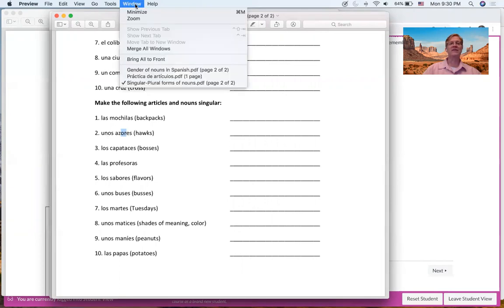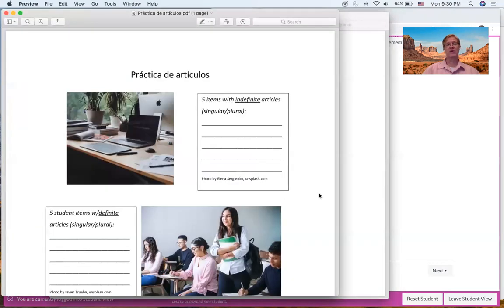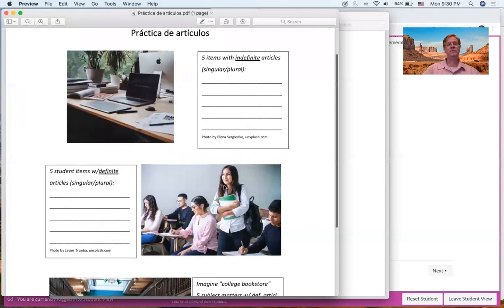Very good. And lastly, we want to practice the articles in the context of the vocabulary for this unit, which was the university and classes. We're going to have 3 pictures here. One, a picture of a desk. We want to find 5 items that we can name from our vocabulary list and put them here with the indefinite article. So for instance, this is a portátil, una portátil. I can say it like that.